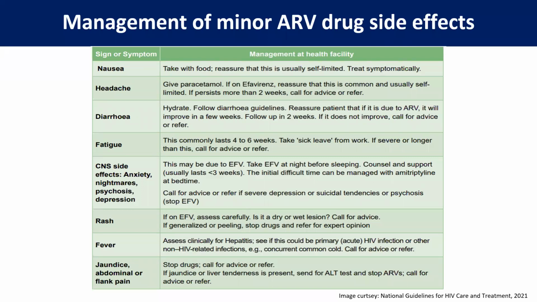If the patient has any CNS side effects like anxiety, nightmares, psychosis, and depression, those are common with efavirenz and should be treated. If it is less than 3 weeks duration, you can give symptomatic treatment, but if it lasts more than 3 weeks, better to take an expert opinion. If the patient is under severe depression or has self-harming behavior or suicidal tendencies, better to refer the patient. If the patient has a rash or fever, carefully examine for rash and take an expert opinion. Fever, look for any other infections, whether it is an acute HIV infection, acute hepatitis, or any non-HIV related infections. First evaluate and treat accordingly. If the patient has jaundice or abdominal pain, stop the drugs and take an expert opinion.